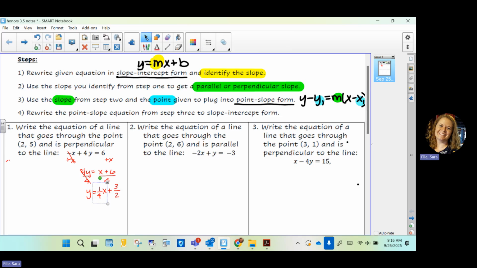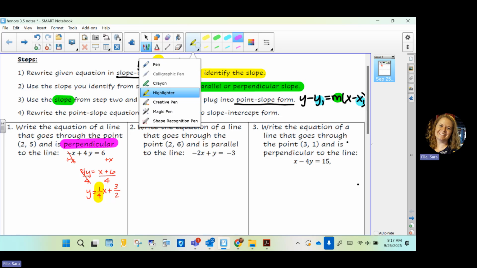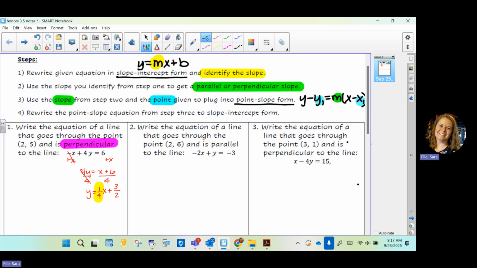At this point, we don't really need the intercept 3/2, so it doesn't really matter. What we really need is the slope. You can go through this whole process and get it in y equals, because now we see the slope of the given line. So the slope of the given line is what? 1/4. They told us to get the perpendicular, and perpendicular means opposite reciprocal. So my perpendicular slope would be what? -4.